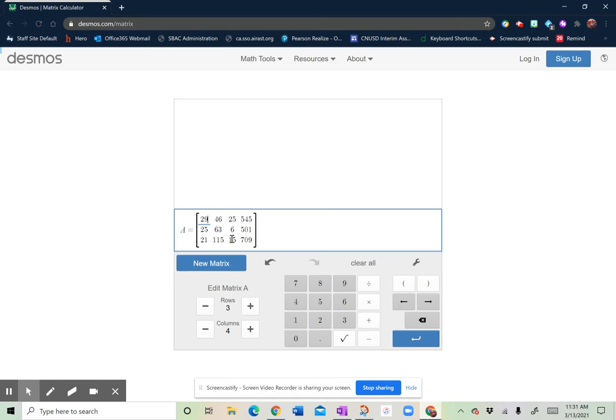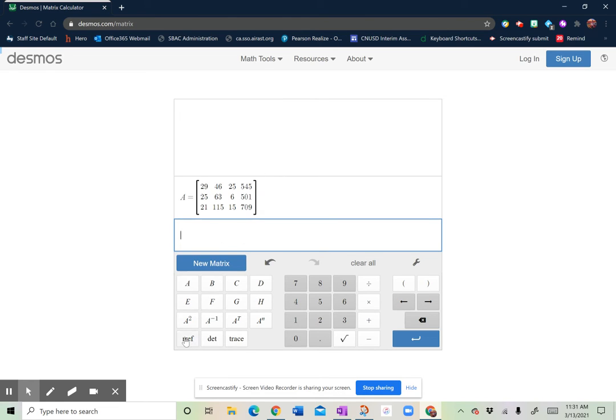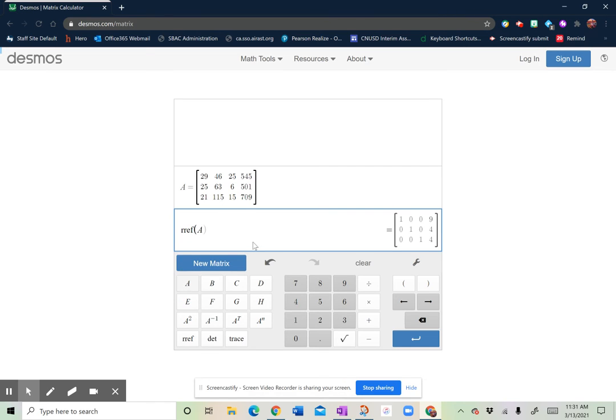All right. So you can see that I've programmed my matrix A into my calculator. There's my augmented matrix. Okay, so once you've got your matrix entered, you're going to hit enter. And then if you look down here, it says RREF. That stands for reduced row echelon form. You're going to hit that. You're going to tell the calculator what matrix to find the reduced row echelon form for. So we want to find the reduced row echelon form for A.